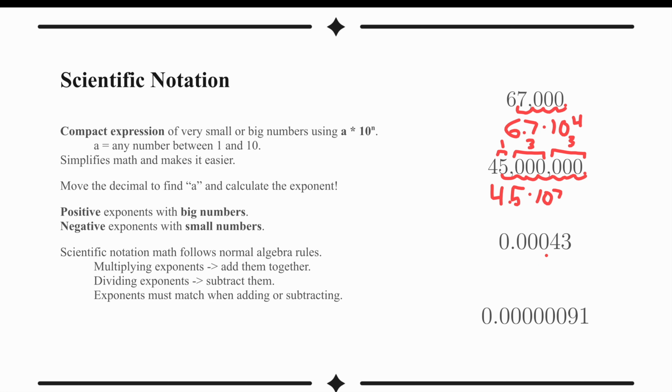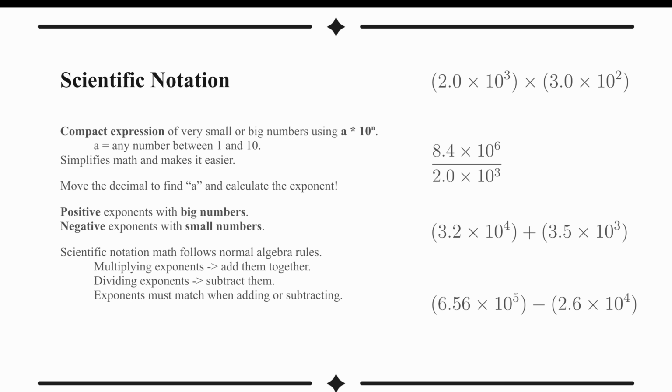For 7 again. For this number here, again, we'll start with 4.3 times 10 to the, and we'll count 1, 2, 3, 4. So 10 to the negative fourth. Doing this again, finally with this last number, we have 9.1 times 10 to the 1, 2, 3, 4, 5, 6, 7. 10 to the negative seventh.